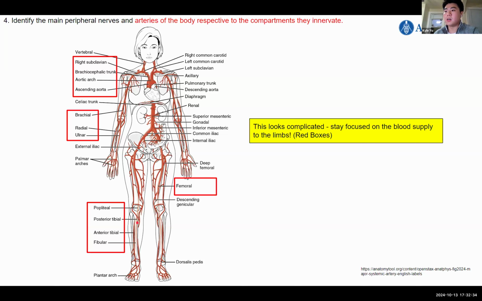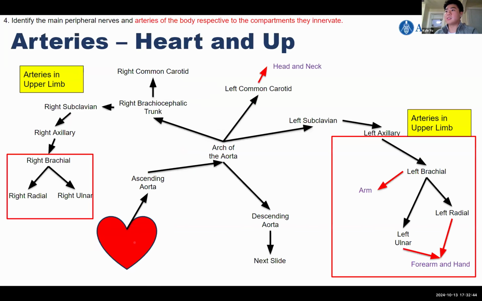And then the popliteal splits into the posterior and anterior tibial arteries, and then the posterior tibial splits again into your fibular artery. And so this is a very simplified diagram that leaves out most of the other arteries. And this is maybe a very useful study tool for you, saying, okay, this is the general way of the blood supply, especially with the aorta.